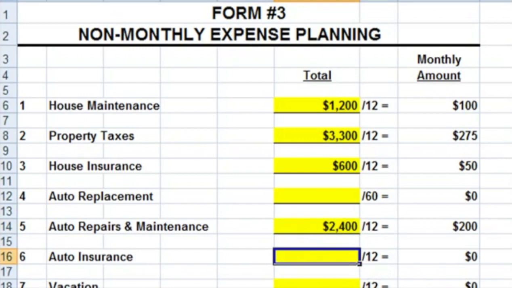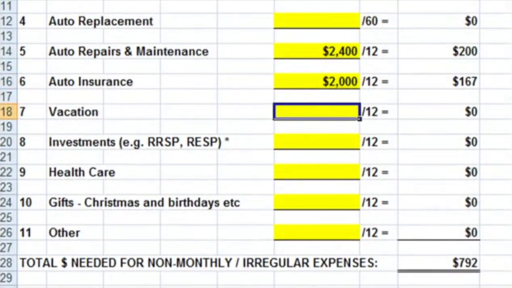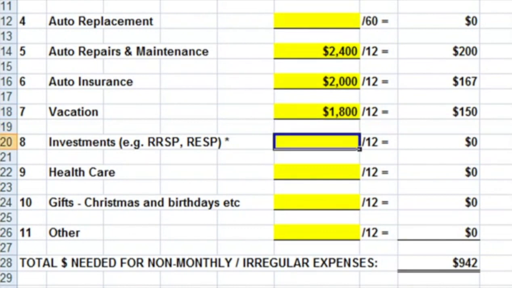Auto insurance, it's anticipated their auto insurance next year will be about $2,000. So they key that in, and again, it calculates $167 a month. Vacation, this couple plans to take a vacation next year, and they estimate the cost of that will be $1,800 for next year. And by saving $150 a month, when it comes to next year's vacation, they'll have the cash available, and they won't do what most people do, that is put it on the credit card and get into debt.